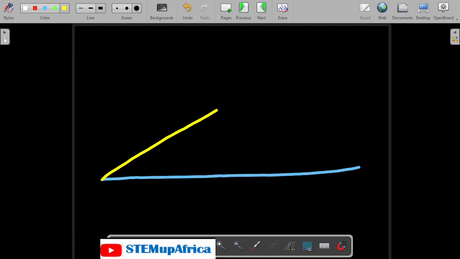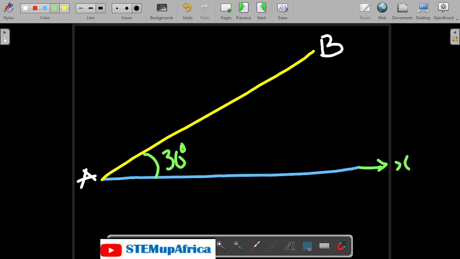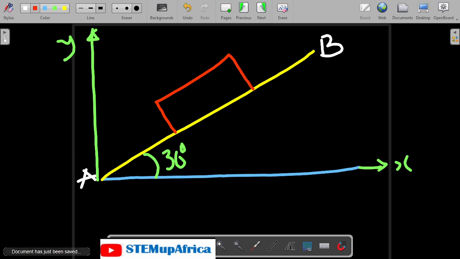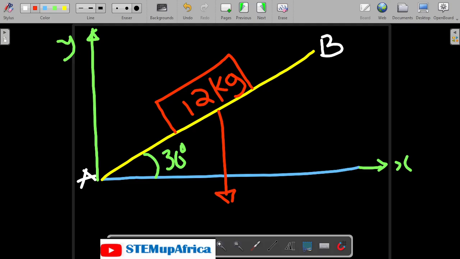So let's draw the inclined plane. If this is the horizontal, the plane now is inclined. Let's call the plane AB, inclined at an angle of 30 degrees with the horizontal, which is my x. I can also create y here. This is now my y. The body is down here, of 12 kilograms, so it will produce a weight, calculated earlier, of 120 Newton.